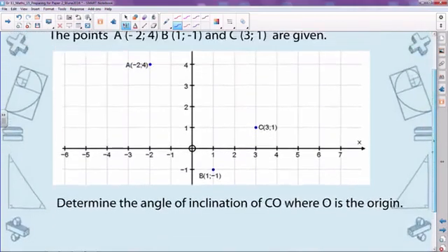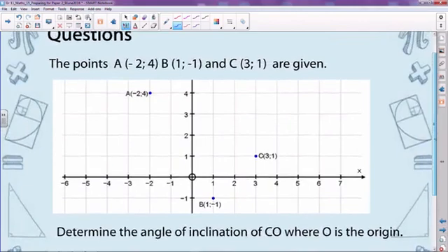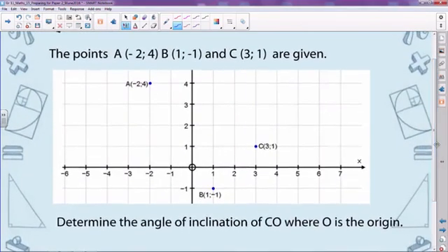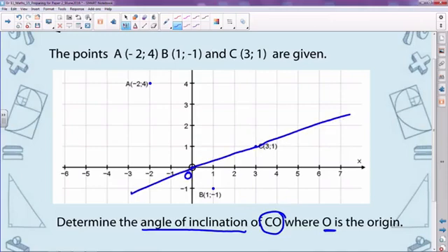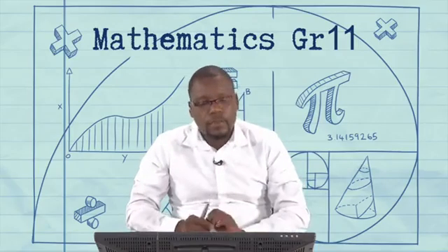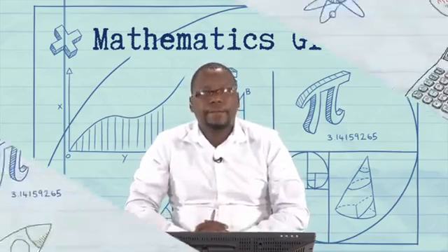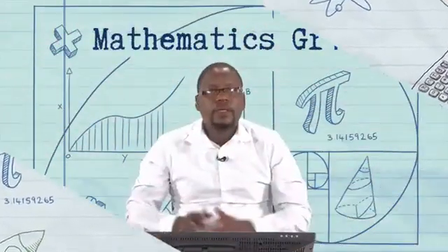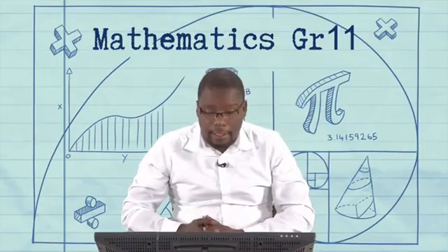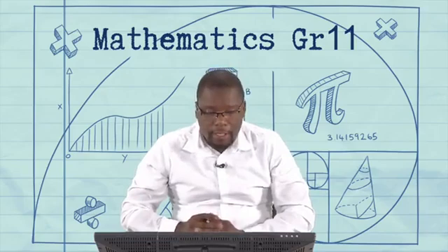Okay, guys, I want you to look at this, and I'm going to give you a break, and after the break you'll be able to tell us what you've got. Determine the angle of inclination of CO, where O is the origin. So O is here, so you've got CO there. You need to work out the angle of inclination. You look at it over the break, and after the break we look at this question and then we move on. Let's go for break. All right, guys, welcome back. Let's see if we've got it correct.